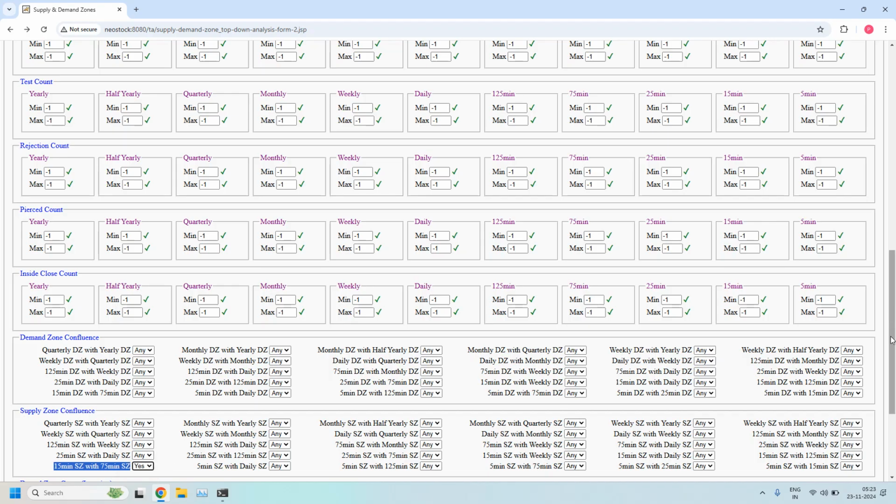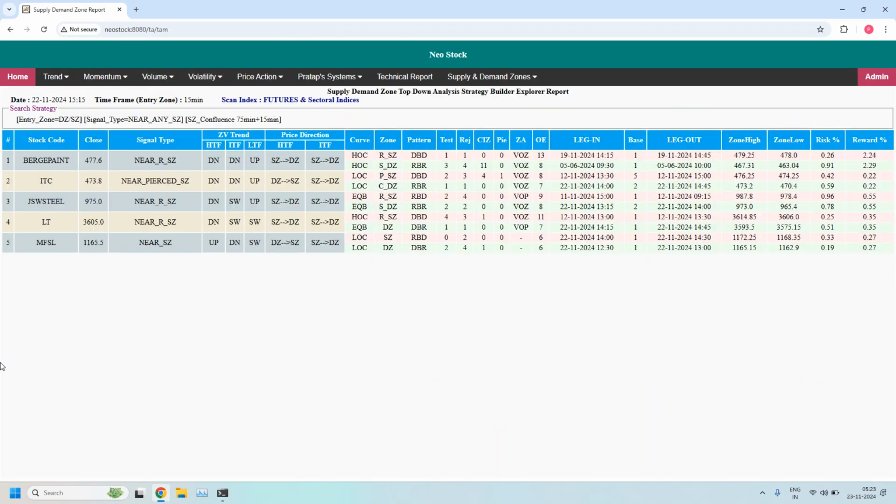Enable the filter. With this filter, we got 5 stocks. In all these 5, ITC is pierced. You can't use it for your analysis.